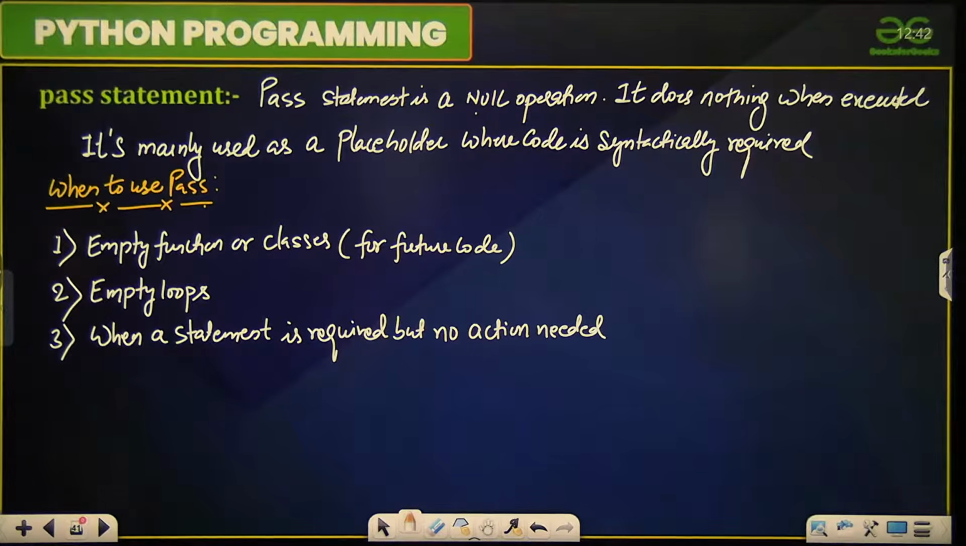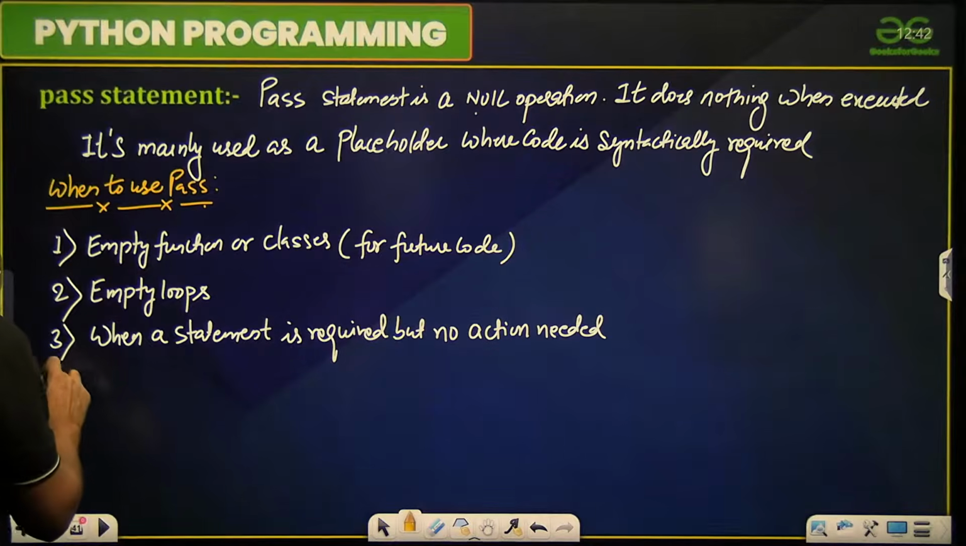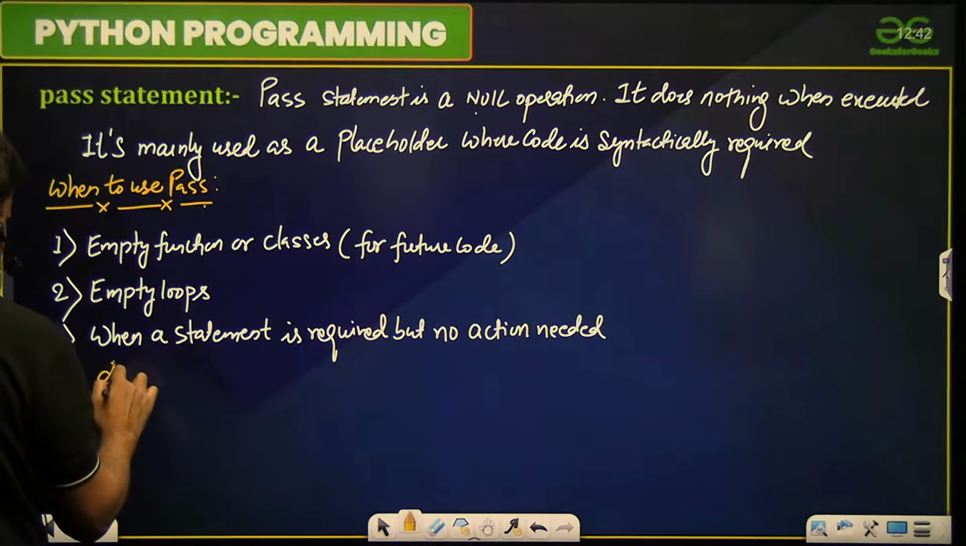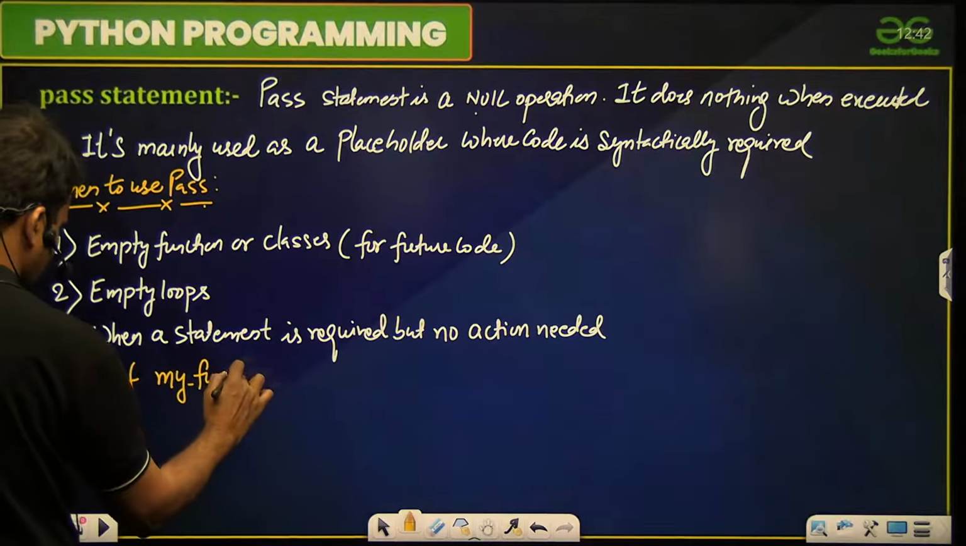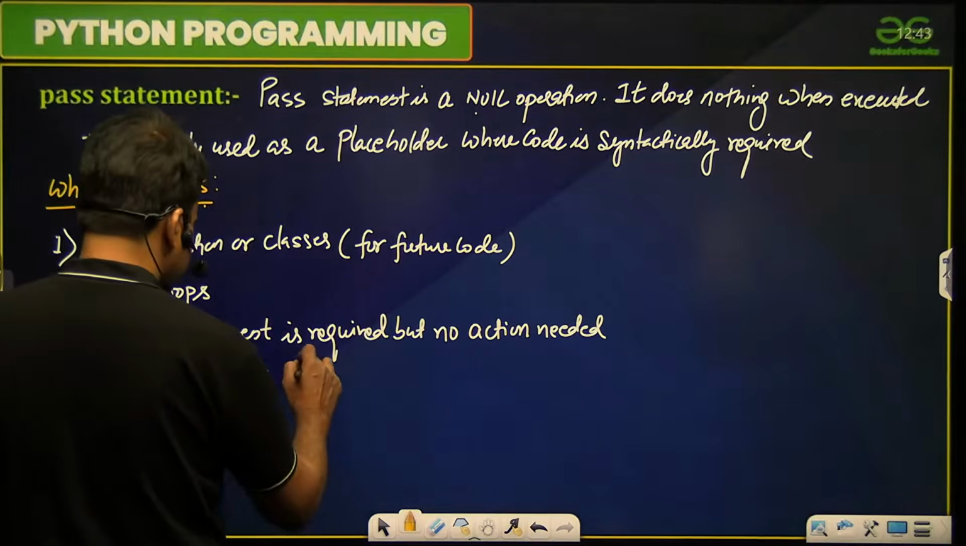For example, this is the function, children. You are defining this function, my fun. But I want to implement this function later, students. So can I leave this blank? Can I write like this, students? Yes, everyone reply.